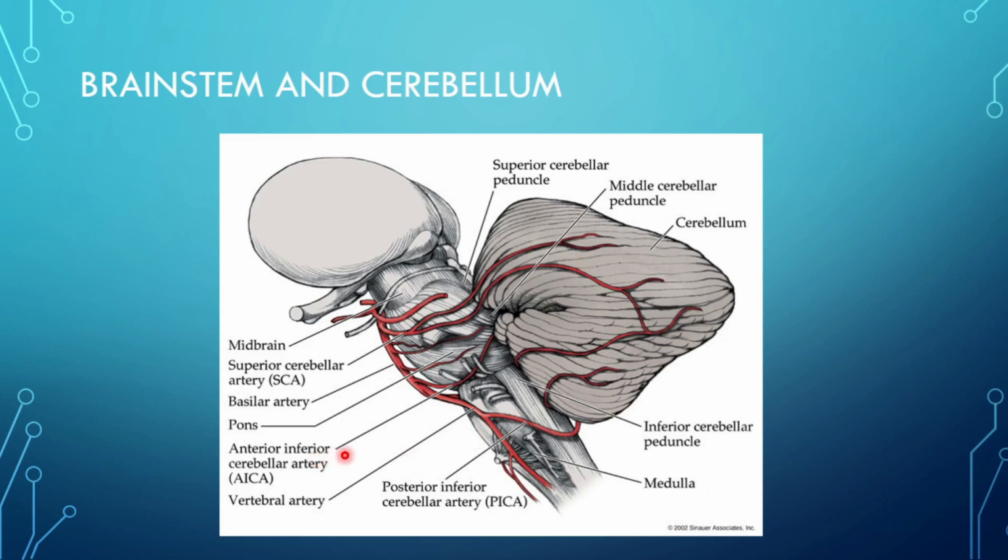Then we have the anterior inferior cerebellar artery and the posterior inferior cerebellar artery, which are both supplying the inferior part of the cerebellum, either anteriorly or posteriorly. The brainstem itself is then supplied by little basilar arteries, pontine arteries that arise from the basilar.